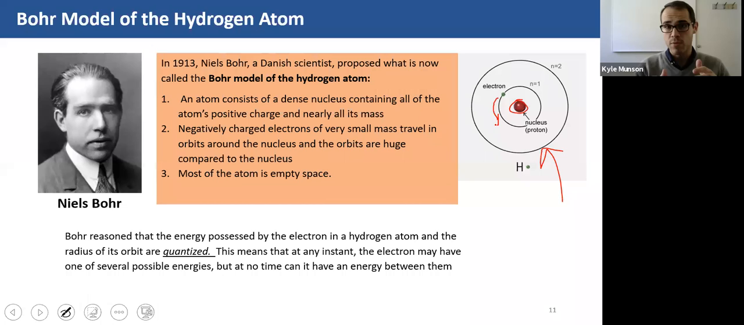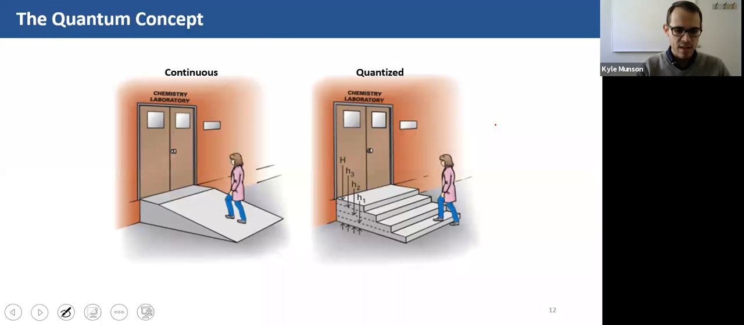But before talking about it as it relates to an atom, let's talk about it as it relates to this young lady who's going to the chemistry lab. Over on the left, there's a ramp to get up to the chemistry lab, so she can continuously walk up the ramp. That's what we mean by continuous. In the case of energy, it's a continuous spectrum. Whereas if something is quantized, there are discrete steps. In this case, there are steps to get to the chemistry lab, and each step is on a different level. That's what we mean by being quantized.